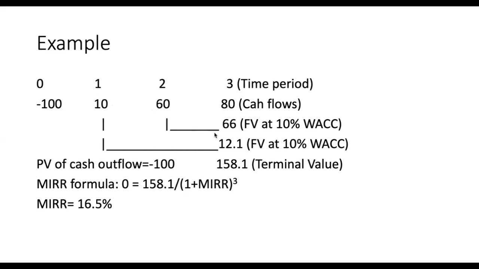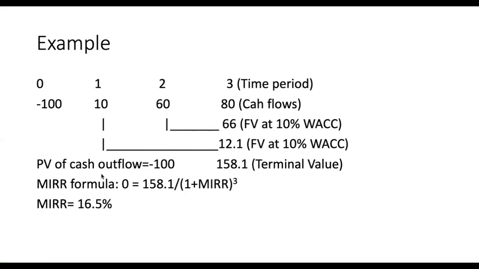We'll use the future value formula. So for year three, the future value will be 80. For year two, the future value will be 66 at 10% WACC. For year one, the future value will be 12.1. We'll add all these future values of the cash inflows and we'll get the terminal value as 158.1. So we'll add 80, 66, and 12.1 and we'll get 158.1.